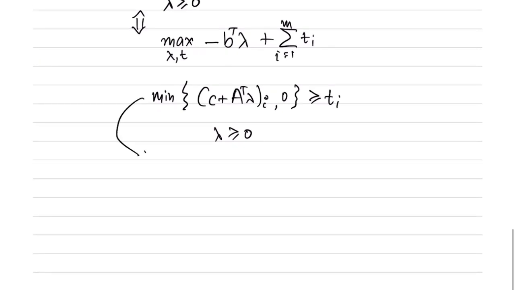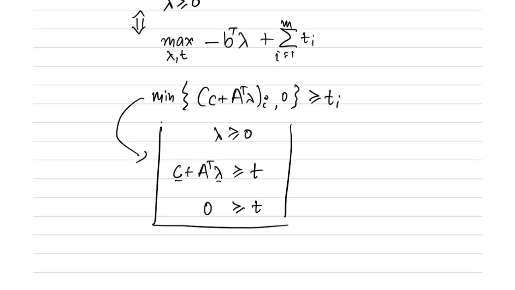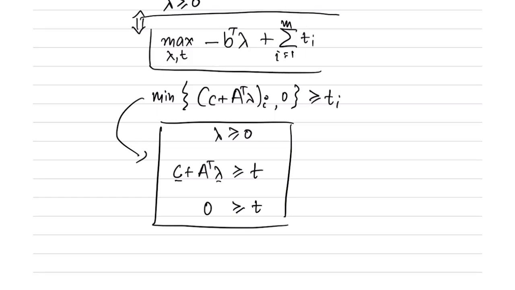And further, this constraint can be written as c plus A transpose lambda greater than or equal to t, because minimum is greater than or equal to t means both are greater than or equal to t, and 0 is greater than or equal to t. So these are the three constraints now, and this is the objective function. What can you say about this problem? What kind of problem is the dual problem? You can see that the objective is linear in lambda and t, and the constraints are also all linear in lambda and t. So this is therefore an LP.